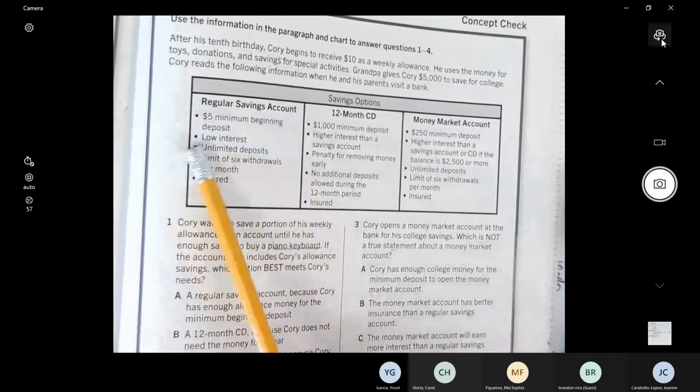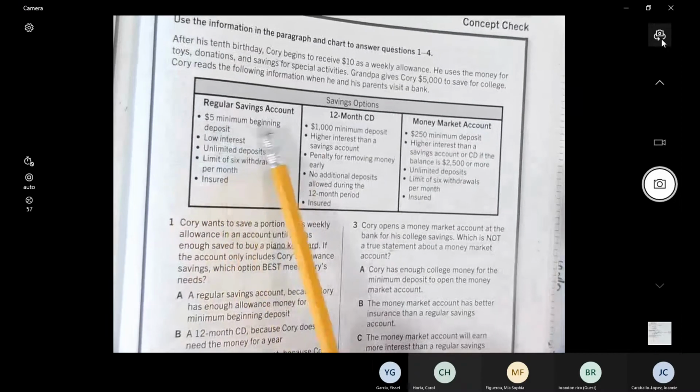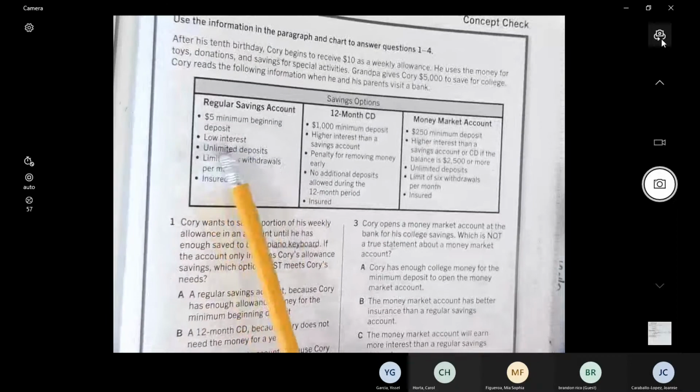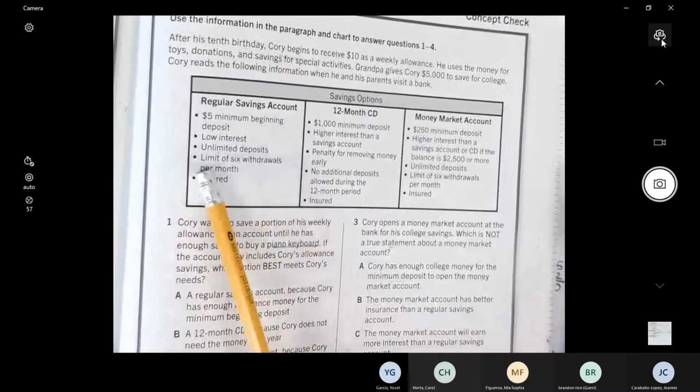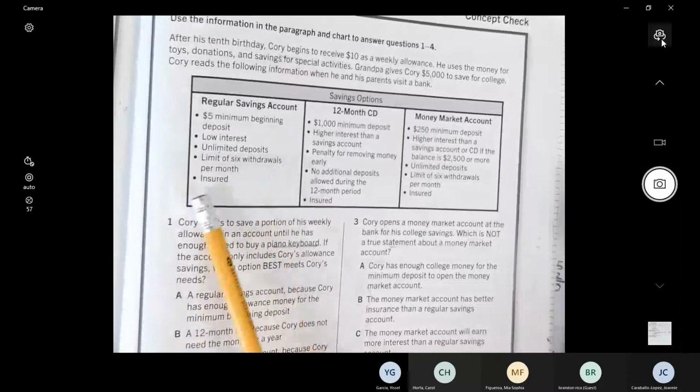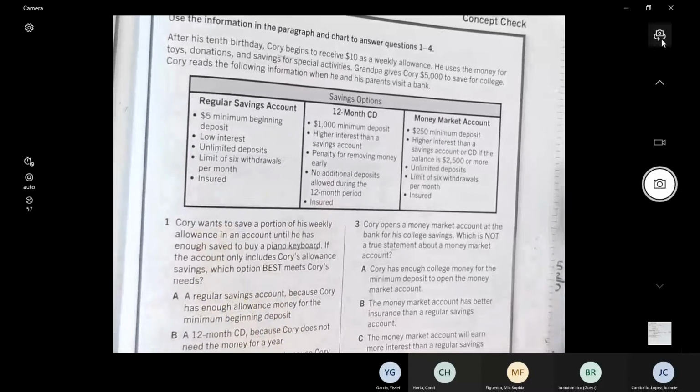Regular savings account. $5 minimum beginning deposit. Low interest, unlimited deposits, limit of 6 withdrawals per month. Insured.